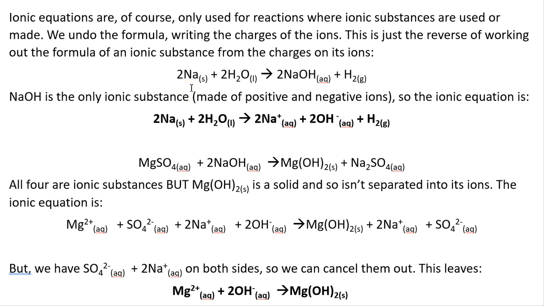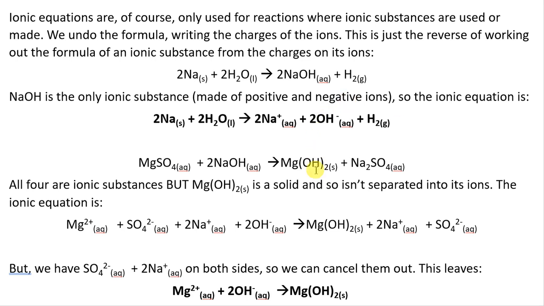Na is as a solid and not broken up into ions. H2O is a liquid and not broken up into ions. NaOH, if I dissolve an ionic substance in water, it breaks up to give the ions. Na plus, and I've got two of them. OH minus, I've got two again. And H2 as a gas. And that's it. I can't simplify it in any way. I've broken up my ionic substance NaOH into its constituent ions.